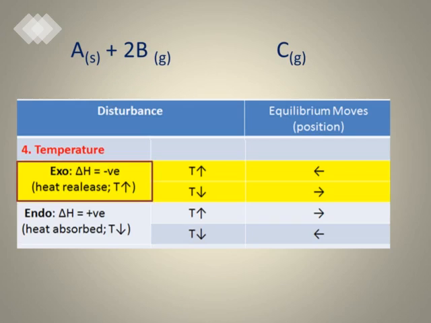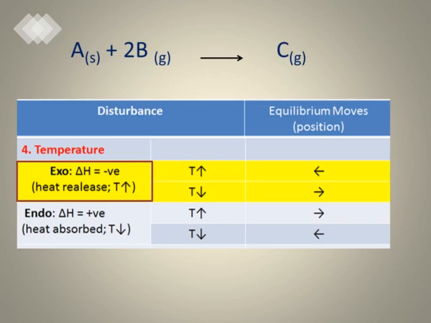In an exothermic reaction, the system will release heat that causes the environment of the system to be hot. Hence, when the temperature of the system is increased, it will move in the direction that will reduce the temperature of the system by absorbing the additional heat supplied. Therefore, for this reaction, it will move to the left. Likewise, if the temperature of the system is reduced, it will move to the right to increase the temperature of the system again.